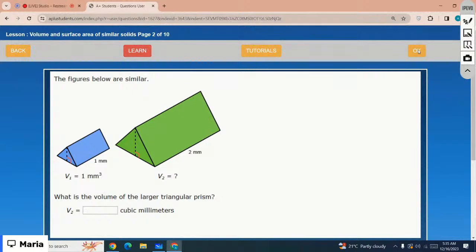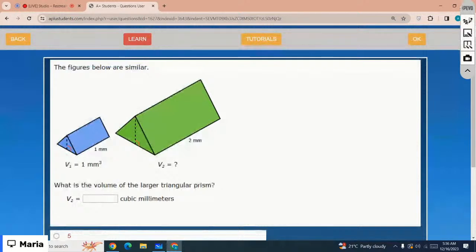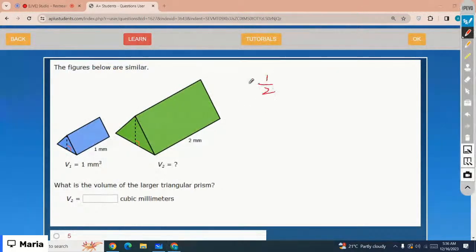The figures below are similar, right? You need to calculate the volume of the larger one, right? So just calculate the cube of their similar sides, that is their given sides, that is 1 over 2 cube.